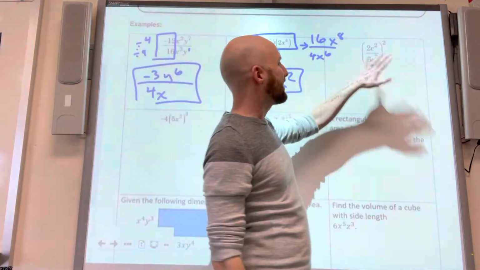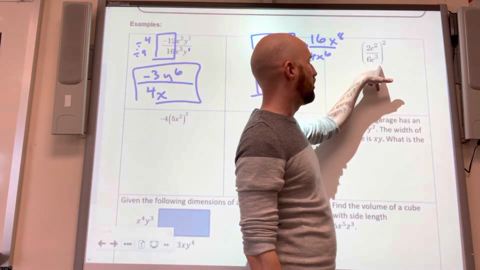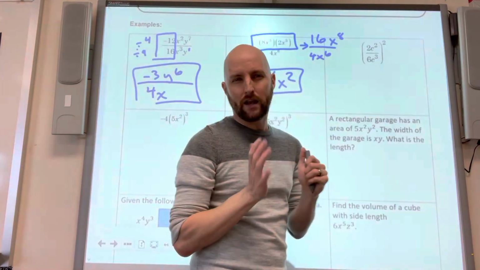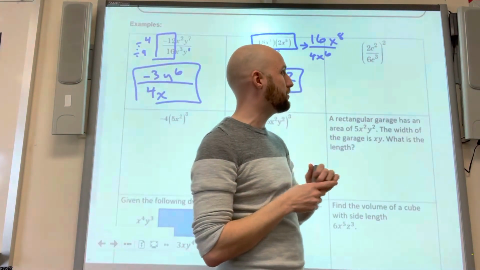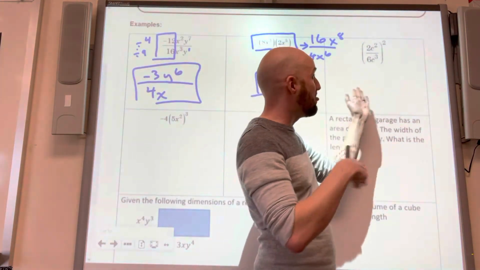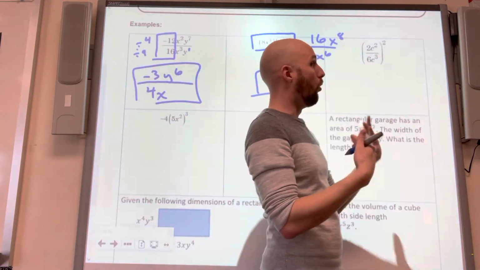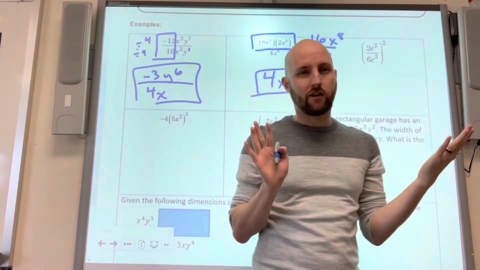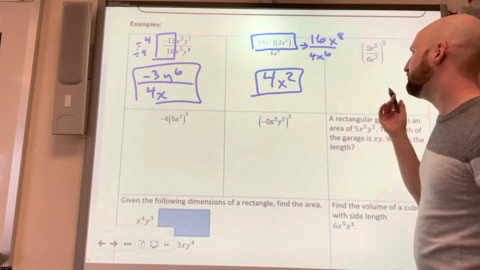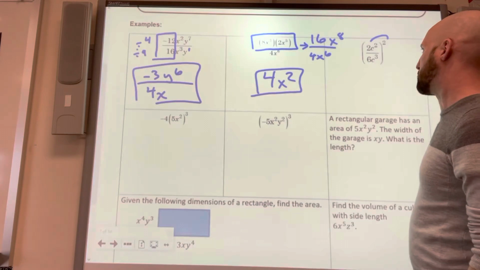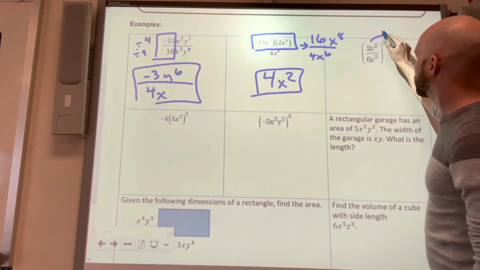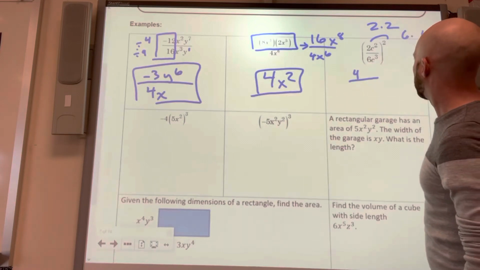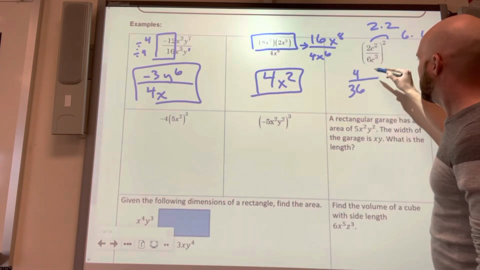Here, tal vez puedes hacer división o puedes hacer la potencia. Técnicamente no importa cuál orden lo haces. It doesn't technically matter if you want to divide now, then exponent, or if you want exponent, then divide. Puede ser los dos. Voy a hacer exponente primero. So this is going to be 2 squared is 4, and 6 squared is 36.